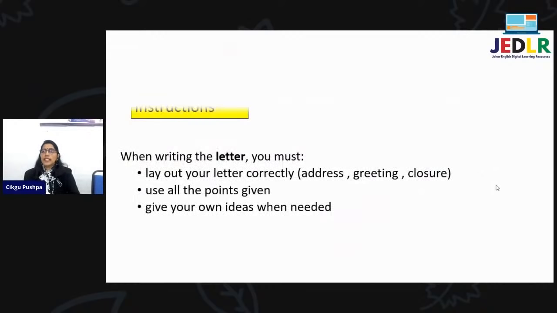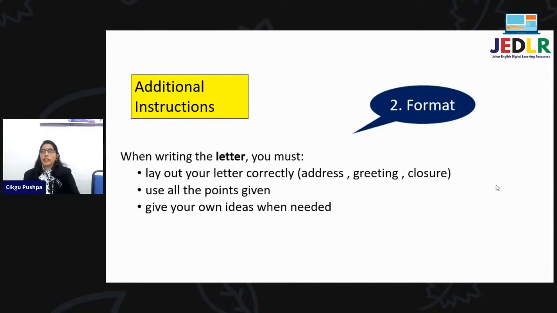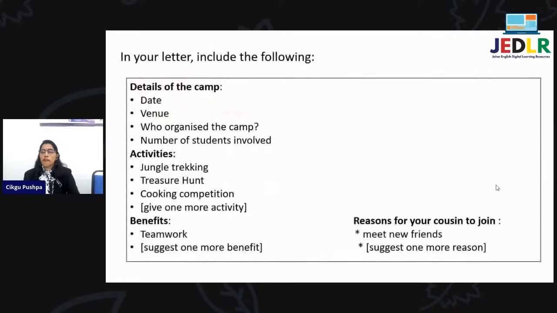Now, this is the second part, the additional instruction. This is a very important part. Please take note, because here you can see the format, which is very important. As you read, please label. Here, it is an informal letter. So, you have address, and please label it as F1. What is next? Greeting, F2. And the last one, closure, F3. So now you have 3 marks for your format.